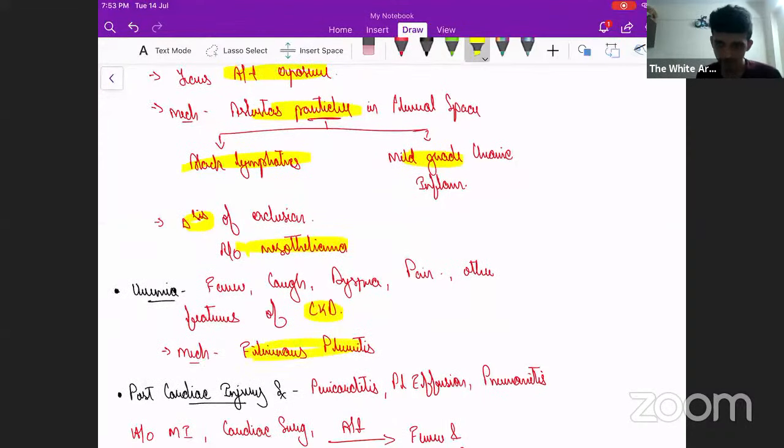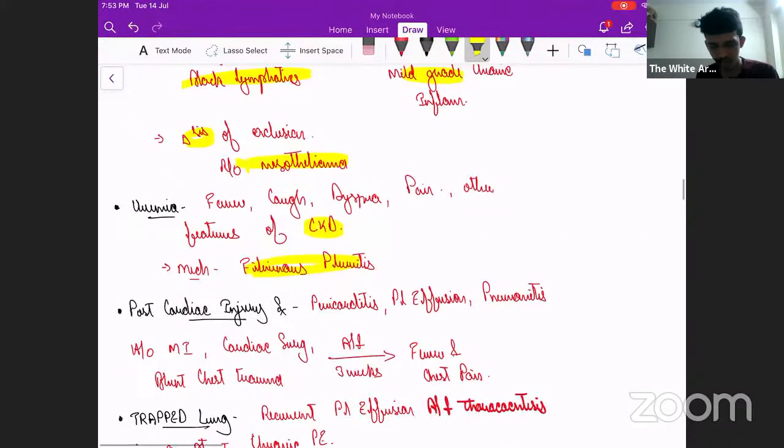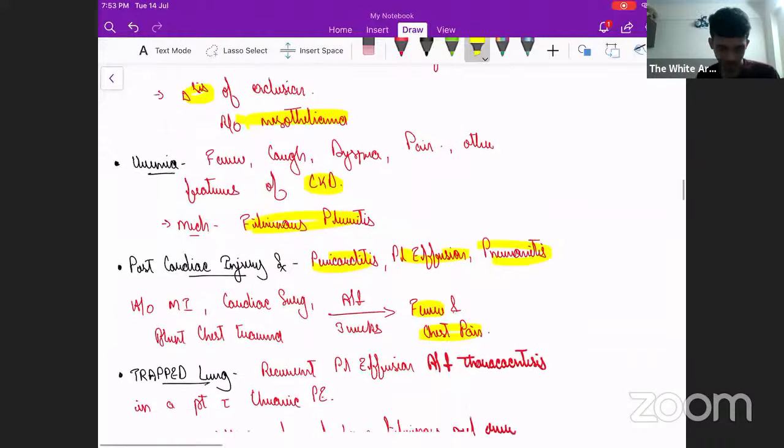Post-cardiac injury, as we mentioned, Dressler syndrome: the history of MI or any cardiac surgery or any chest trauma, penetrating chest trauma. After 3 weeks, it presents with fever, chest pain and all. So in this, pericarditis also can be there, pleural effusion can be there, or pneumonitis can be there.